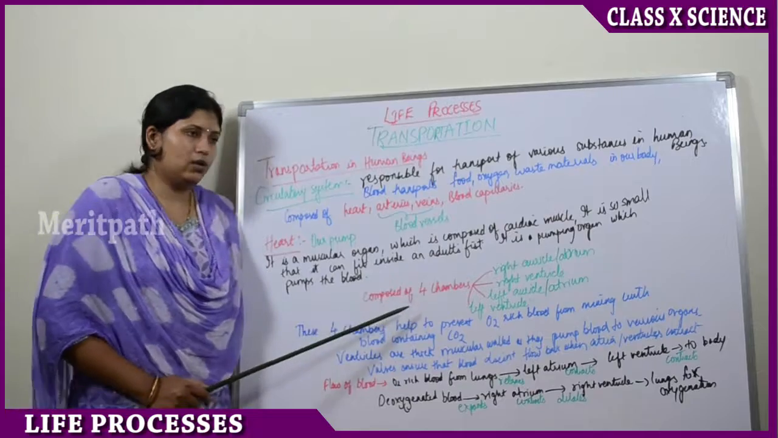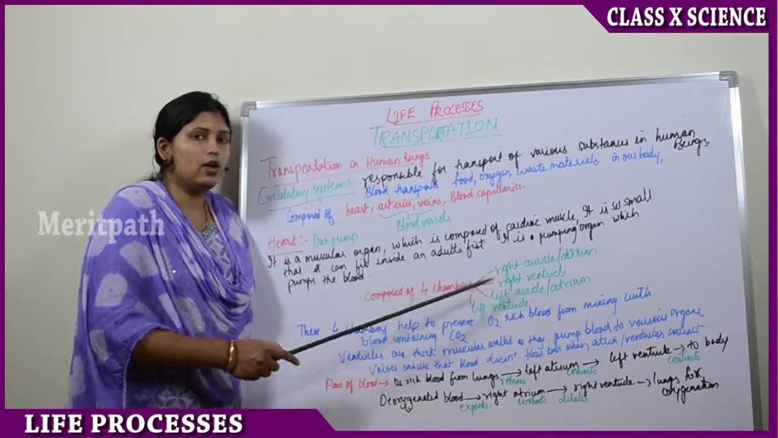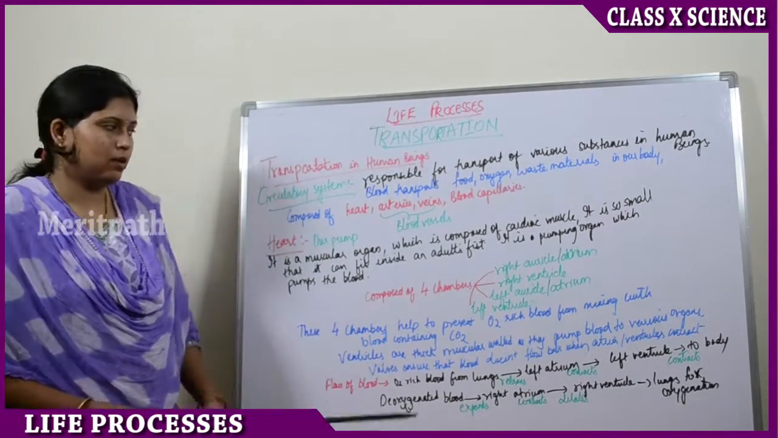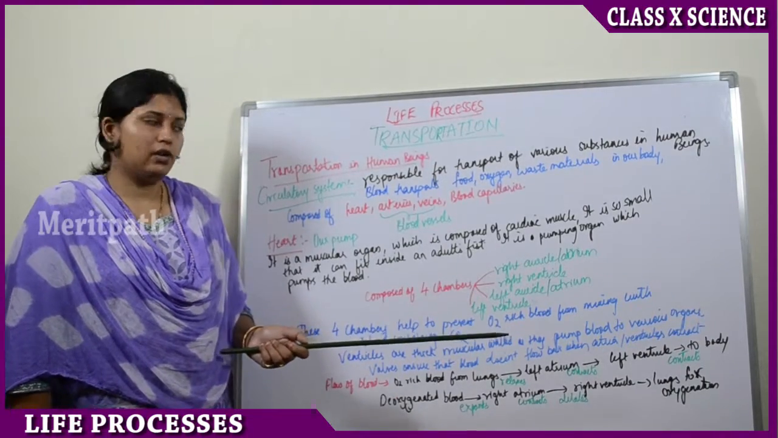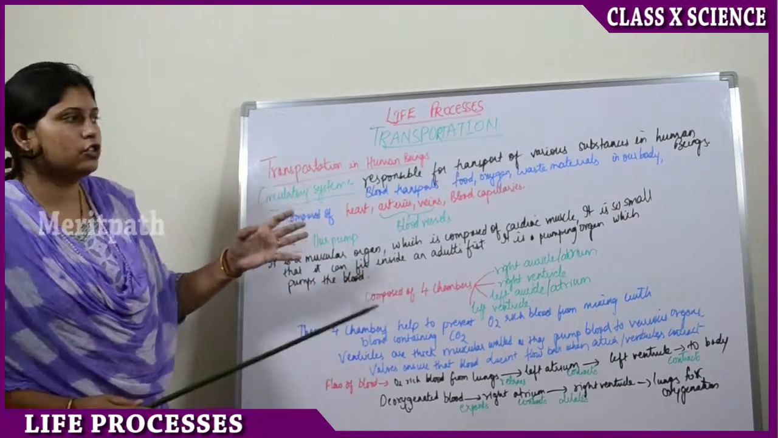Heart is mainly divided into 4 chambers. These 4 chambers are right auricle or right atrium. Auricle or atrium means the same. Then right ventricle, left auricle or left atrium, and left ventricle. So what are the functions of these 4 chambers?